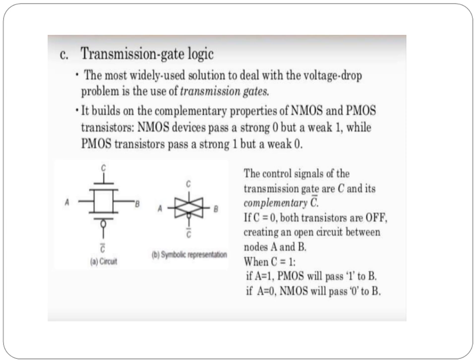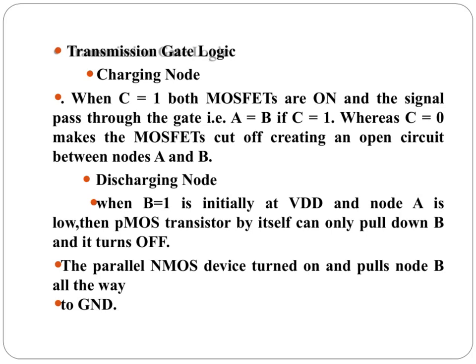Let's talk about transmission gate logic. When the control signal C is equal to 1, both the NMOS and PMOS transistors turn on, allowing the signal to pass freely between nodes A and B. In other words, A equals B when C is 1. However, when C is 0, both transistors turn off, effectively creating an open circuit between A and B.